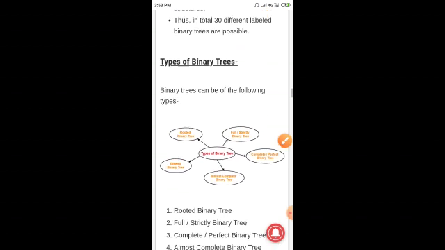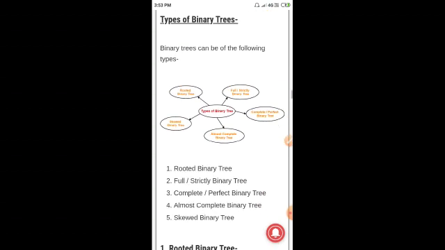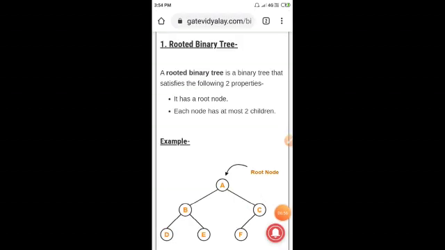Now we'll see the types of binary trees. How many types of binary trees are there? There are different types: rooted binary tree, full binary or strictly binary tree, skewed binary tree, almost complete binary tree, and then complete or perfect binary tree. These are the different types of binary trees. We will see them one by one. First one is a rooted binary tree.